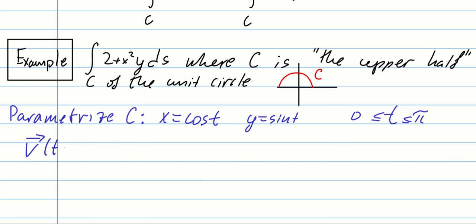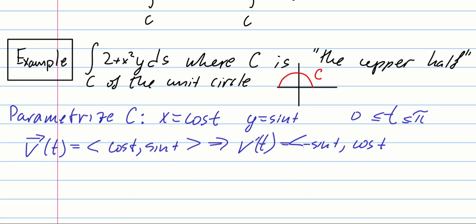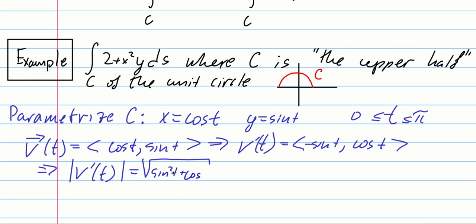So our v function is cosine of t, sine of t. Then from here we know that v prime of t is equal to negative sine of t, cosine of t. And then from here we deduce that the magnitude of v prime is equal to the square root of sine squared of t plus cosine squared of t, which is the square root of 1, which is 1.